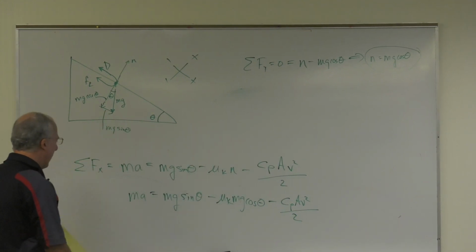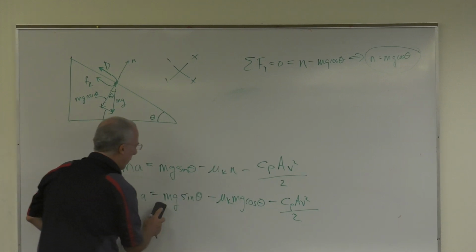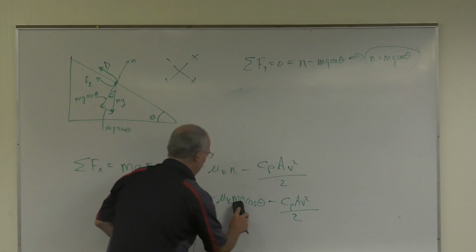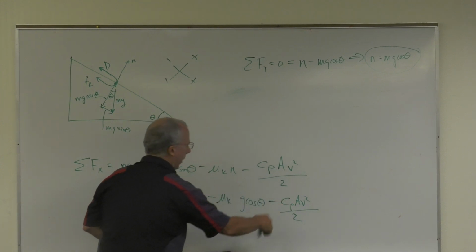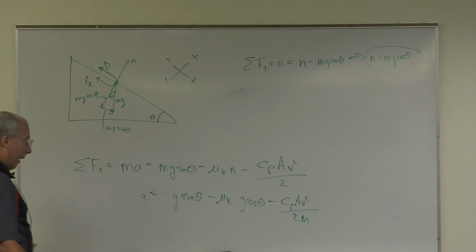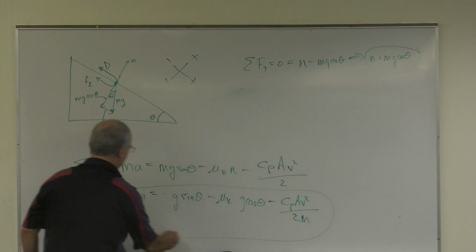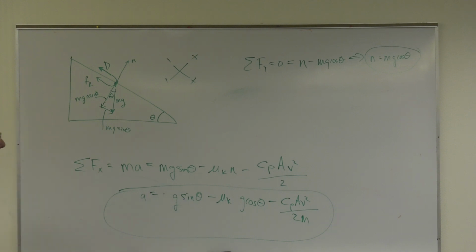So now we want a, so we just divide by the m's. So that goes away, that goes away, that goes away. There's no m here, so we put it on the bottom. And there you go. All right, so there you go. Yay.